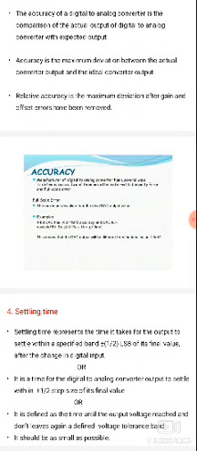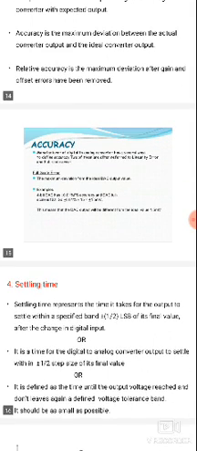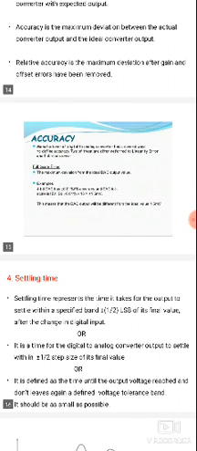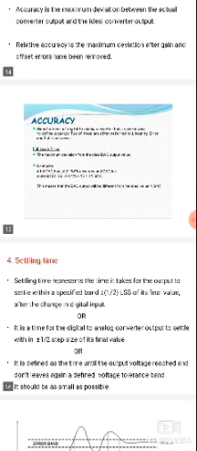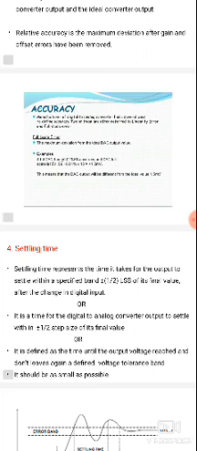Next, relative accuracy is the maximum deviation after gain and offset errors have been removed. So relative accuracy is nothing but the maximum deviation after gain and offset errors are removed. The manufacturer of a digital to analog converter has several ways to define accuracy. Two of them are often referred to as linearity error and full scale error. So accuracy means the actual output will differ from the expected output, or the ideal output will differ from the practical output.